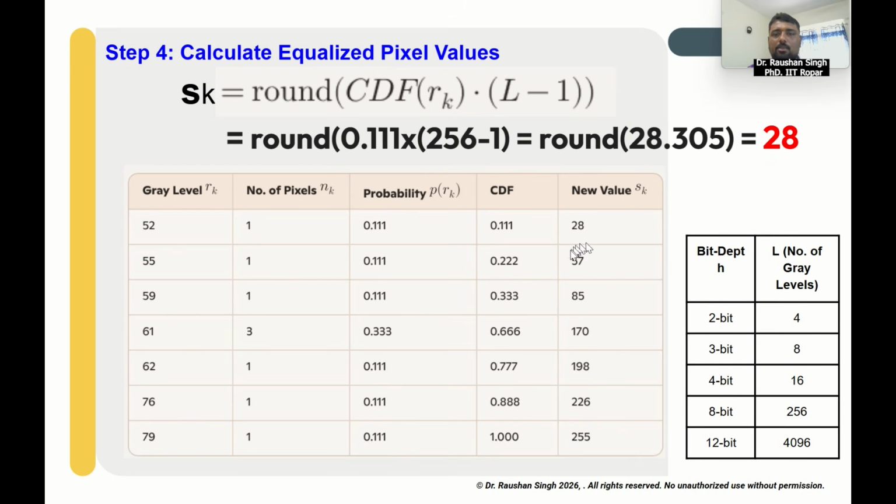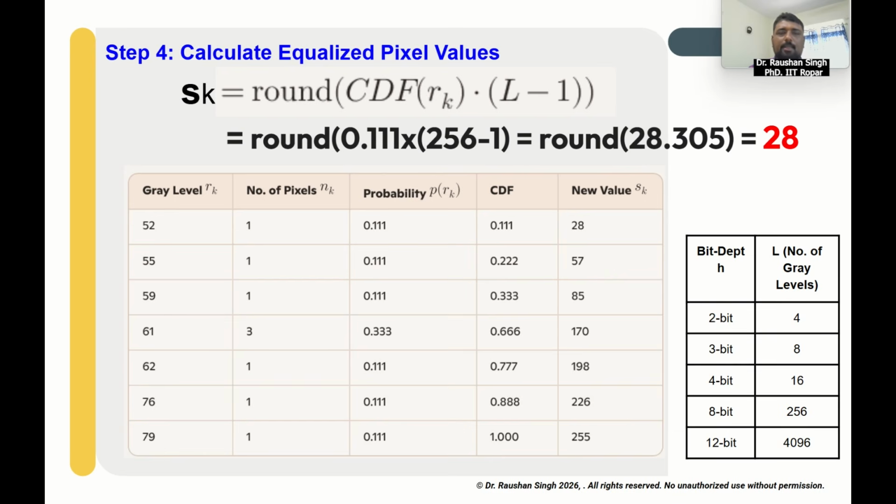Okay, so this value will be 57 point something, and that's giving 57. Then this will be 85 point something, so because of that it's coming 85, and likewise all these values will be coming. Okay, so you have to calculate the new gray levels.